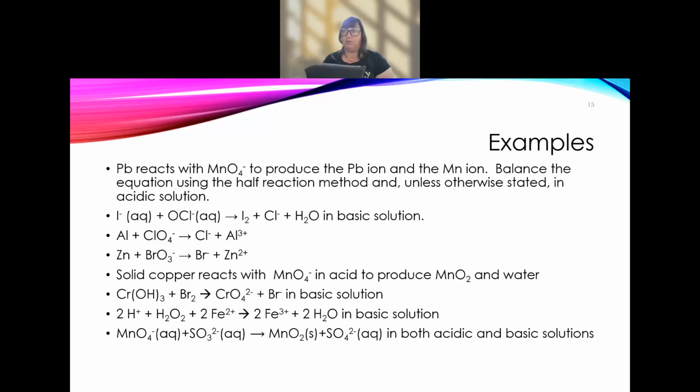And that leaves me 1 water on the reactant side and 2 OH minus on the product side, which leaves me with an overall of H2O plus 2I minus plus OCl minus goes to I2 plus Cl minus plus 2OH minus. And that is my basic solution balancing of this equation.